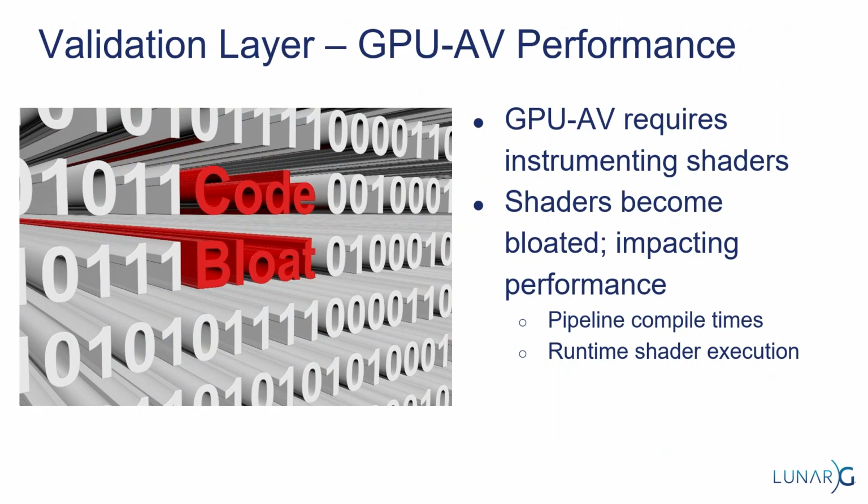Okay, I keep talking about GPU AV, but it causes performance issues. What we do when we're doing the GPU-assisted validation is we instrument the shaders to do the validation on the GPU. Well, the shaders can become bloated, and this can impact performance and pipeline compile times and runtime shader execution. This is actually one of our top technical challenges that we are focused on right now, of how to improve the performance of GPU AV, because we must be able to validate on the GPU due to the bindless nature of the Vulkan API.